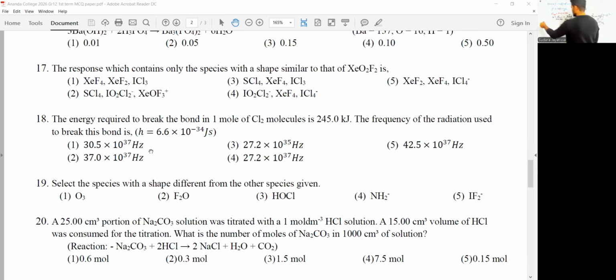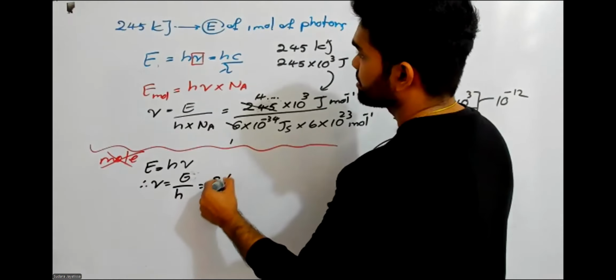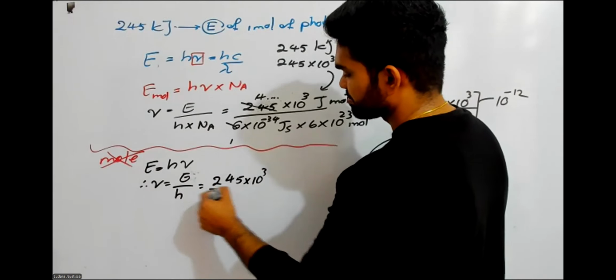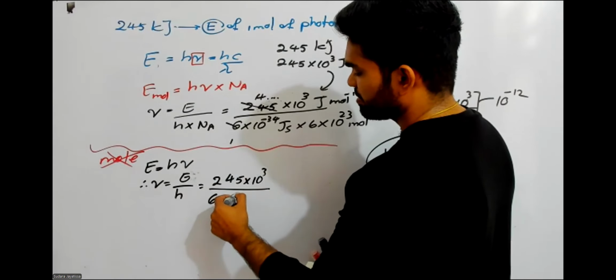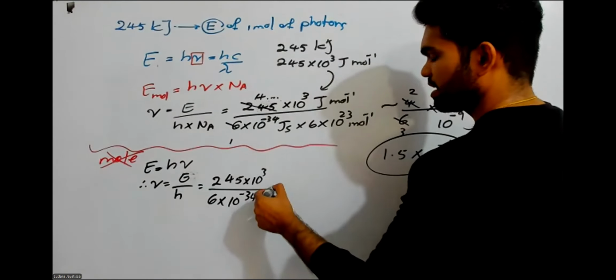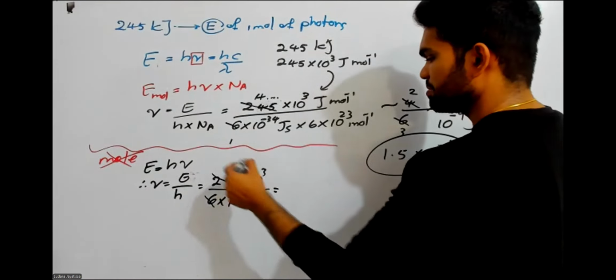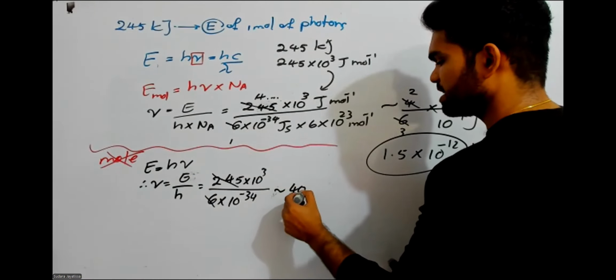So if you cut the 1 mole and do the question, like they gave in the paper, then energy is equal to h nu. So frequency is simply energy over Planck constant. Let's do it and see. Energy is 245 into 10 to the power 3, over 6 into 10 to the power minus 34 joule second. You can see it's almost 4 something, around 40 something.